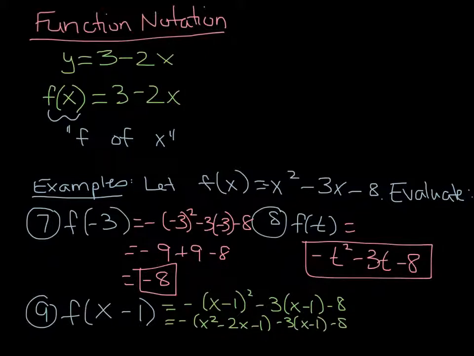Next thing I'm going to do is use the distributive property with my negative and also with my negative 3. So I end up getting negative x squared plus 2x plus 1 minus 3x plus 3 minus 8. From there, I'm just going to combine all of my like terms. My final answer ends up being negative x squared minus x minus 4.